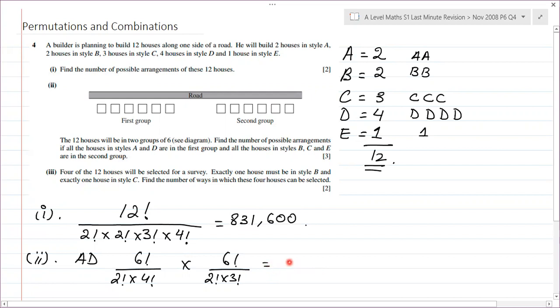Let's just see how much this is giving us. That's giving us 60. So this is for the first group A and D, and the second one is for the group which has B, C, and E. Okay, now the last part, part 3.